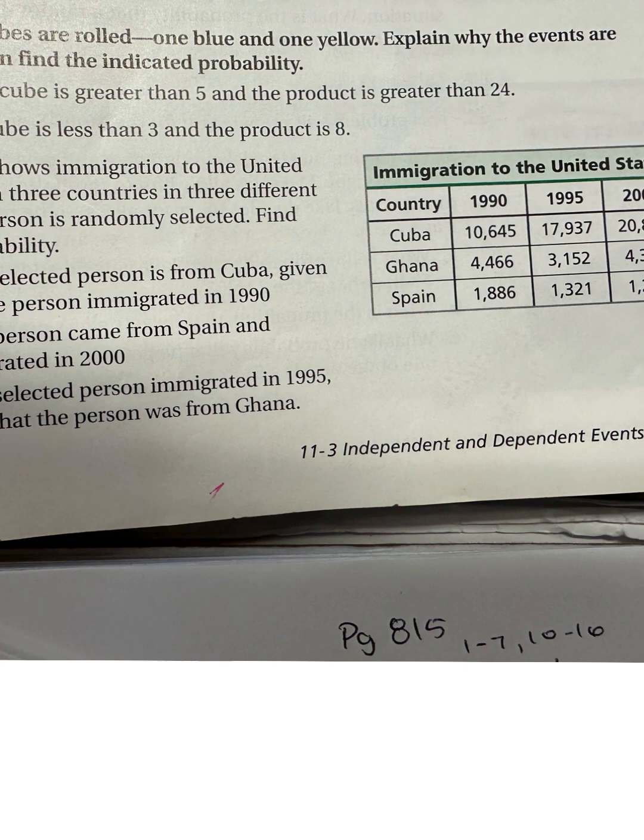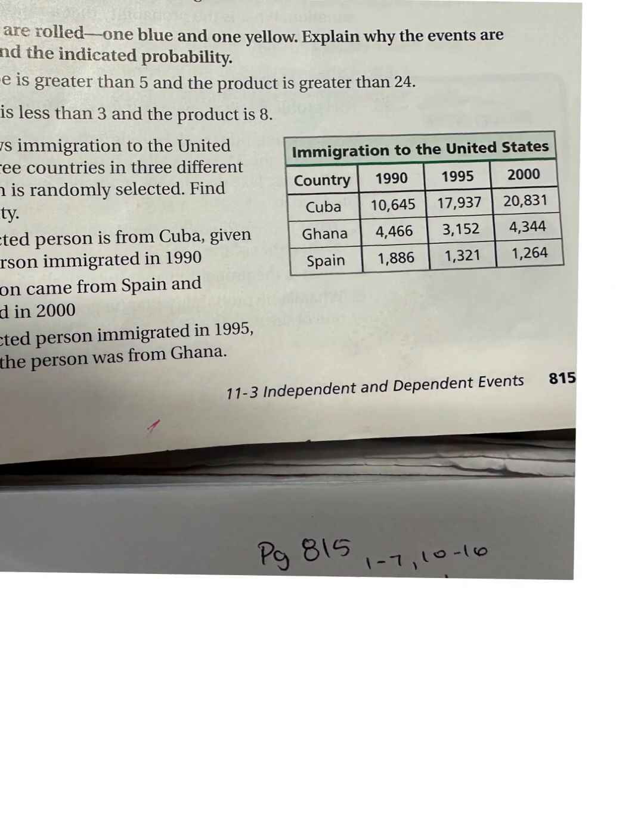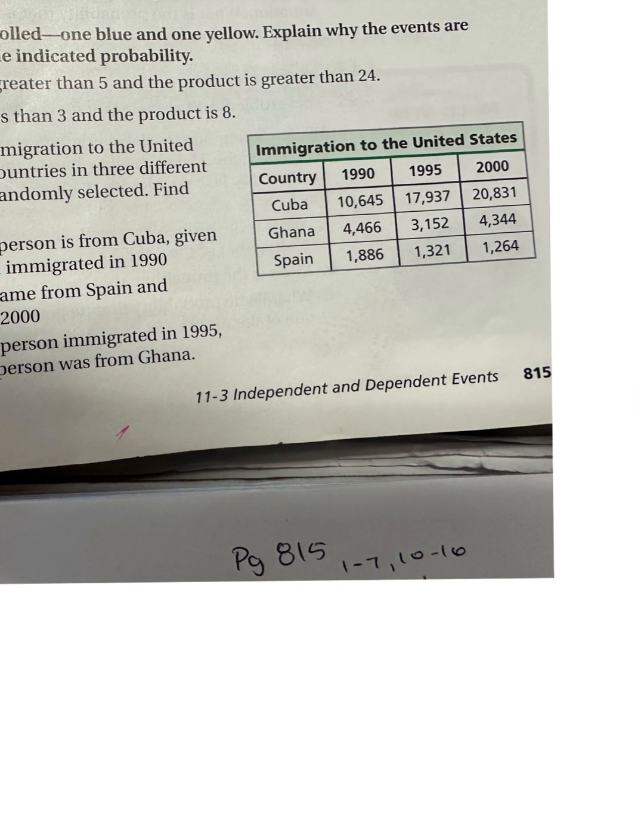Okay, so let's take a look at 13. The blue cube is less than 3, and the product is 8. So now we're going to make a chart again. This is simple. And by the way, the reason why these are dependent, I forgot to answer in the last video because I'd asked you to explain that, is that the product is obviously dependent on both of them, right? It's dependent on both of them. That's why, because you need to know both. For example, if the yellow cube is a 1, well, there's no way to get to a product of 8. So see, that changes your probability.